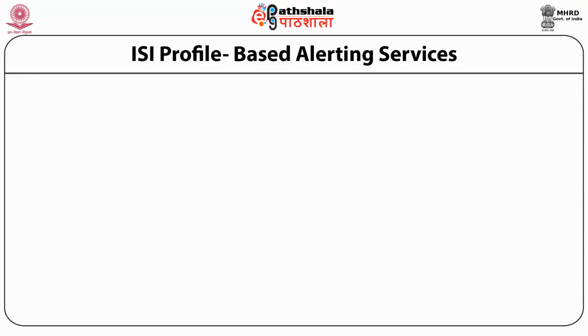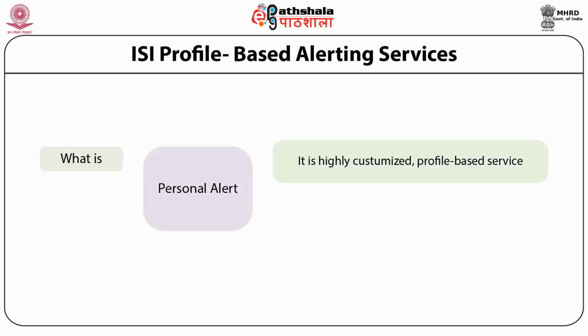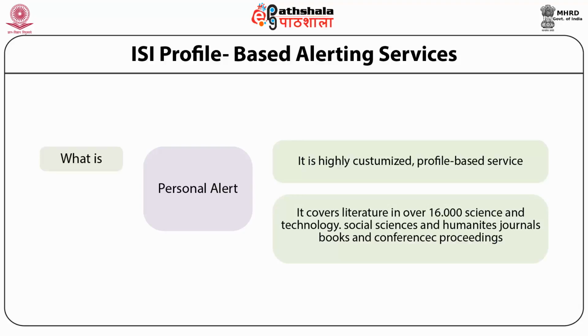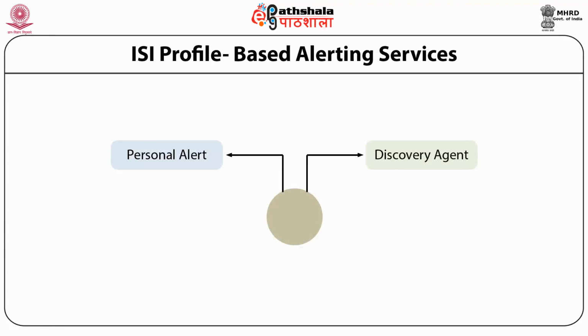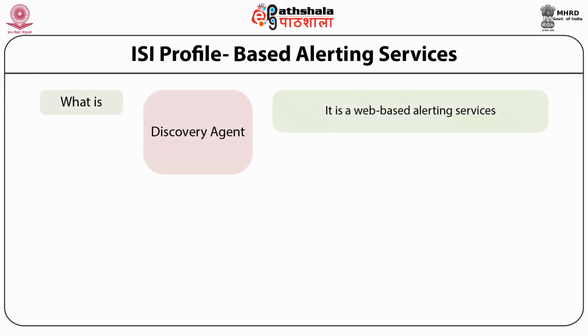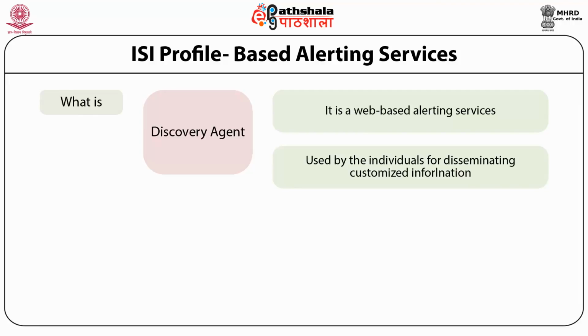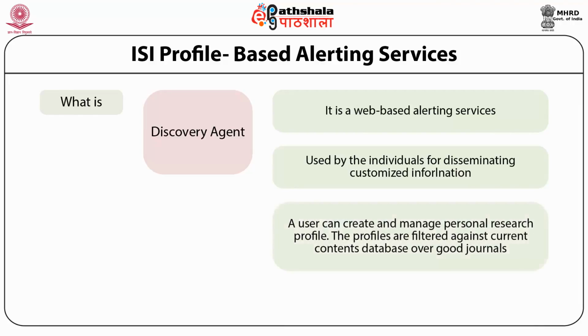ISI profile-based alerting services. Personal Alert. It's a highly customized profile-based service, covering literature in over 16,000 science and technology, social sciences and humanities journals, books and conference proceedings. Then Discovery Agent. It is a web-based alerting service and can be used by individuals for disseminating customized information. A user can create and manage a personal research profile. The profiles are filtered against the current contents database of over 8,000 journals.